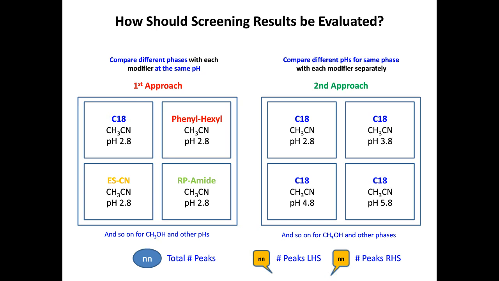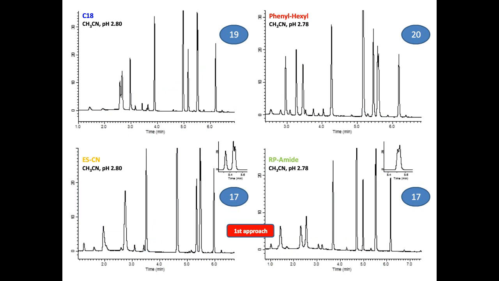So we see here that with the 4 different phases at the same pH, 2.8 nominally, as far as this is concerned, the phenylhexyl looks the best among these 4 at this pH. That's the first approach that I described, and these are just blown up portions of this chromatogram here and here, where the peaks are closely eluting in this narrow range.